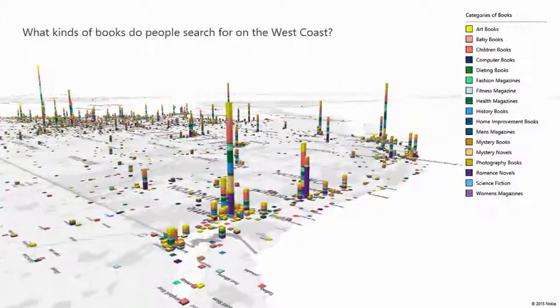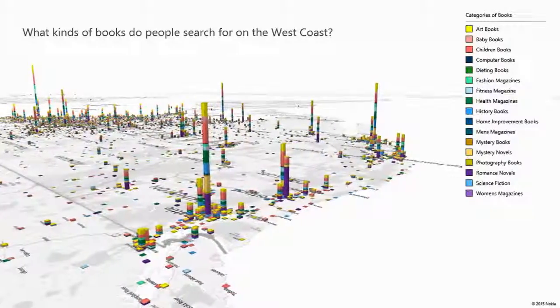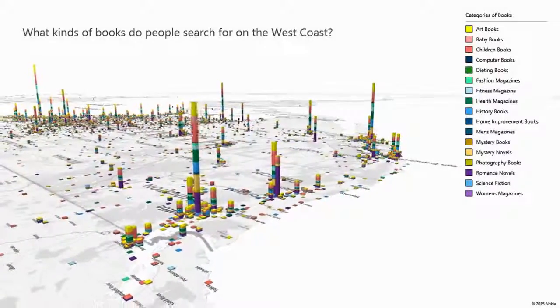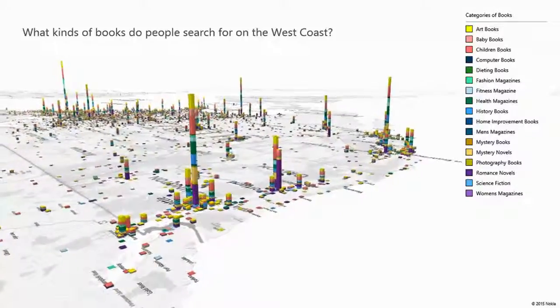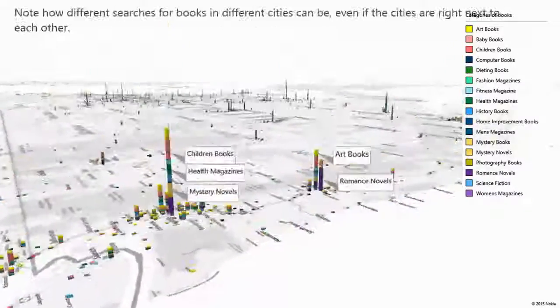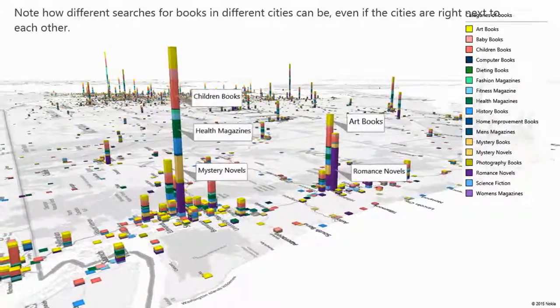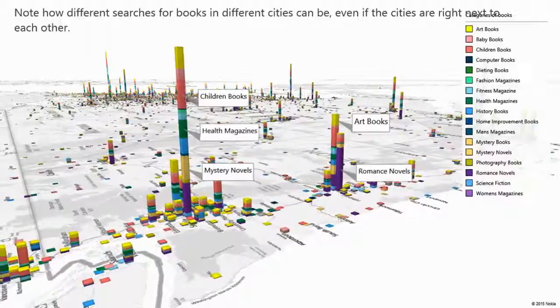So here I switch over to looking at the West Coast and the breakdown of the different book categories. You can see the percentage of art books and baby books and things of that nature. What's really interesting is that purple band off on the right here, which are the romance novels. You can see that's actually in Beaverton, Oregon.